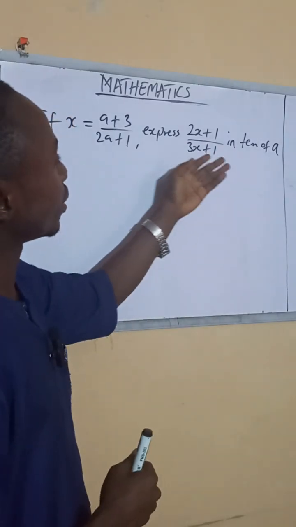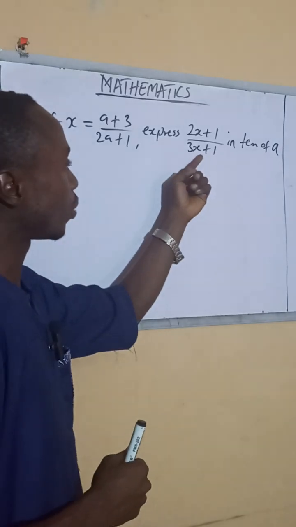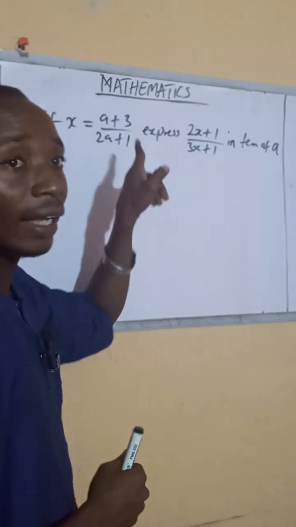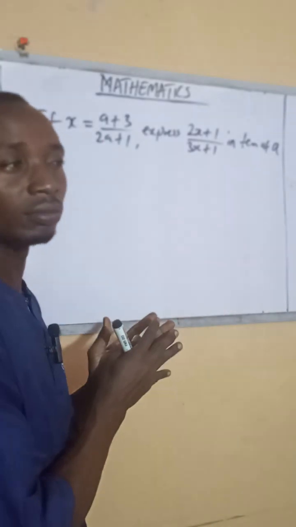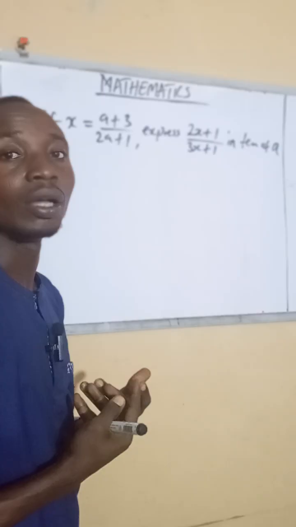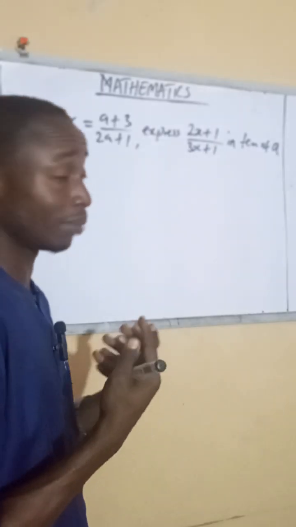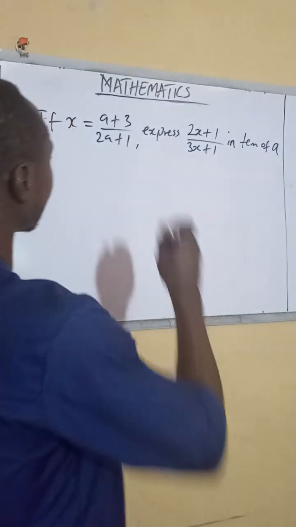Now, if you are told to express this in terms of a, we have been told to express this particular question and the x is this. I think this is actually very direct, if you actually understand what mathematics language is all about. Now let's solve this.